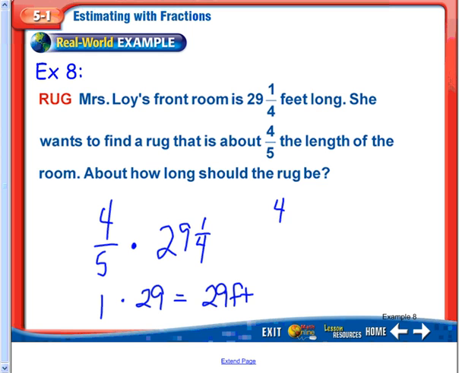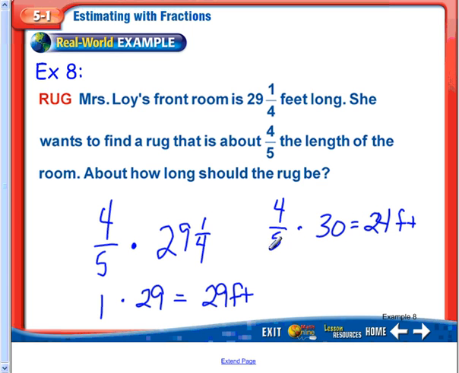Okay, or we could solve this problem using compatible numbers. 4/5, and we can make 29 1/4, we can make that 30. Okay, and since a compatible number, 5 and 30 are compatible, there would be 6 in each group. So if we count by 6s, we'd have 6, 12, 18, 24, and then 30. Well, for 4 of those groups, we would have 24. So 4/5 of 30 would be 24 feet.